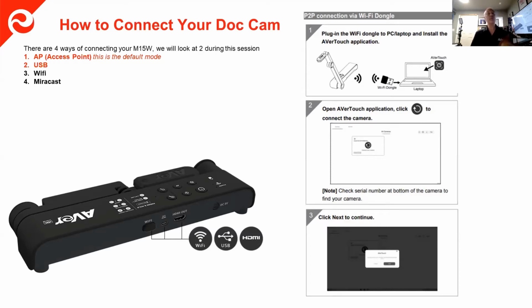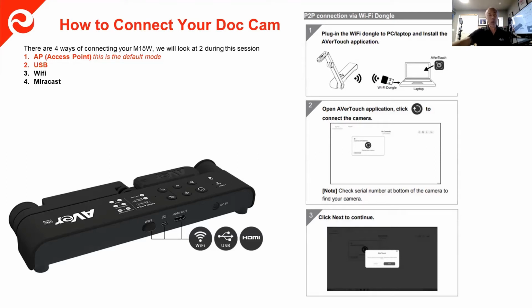If you happen to need to go back to default and wipe everything out and start from the very beginning, again, default mode, it goes back to AP mode. USB, as it is, you connect your document camera directly with your USB cable that's included in the box from your M15W over to your laptop or desktop. That would probably be about the easiest and, of course, the most direct way to connect it.